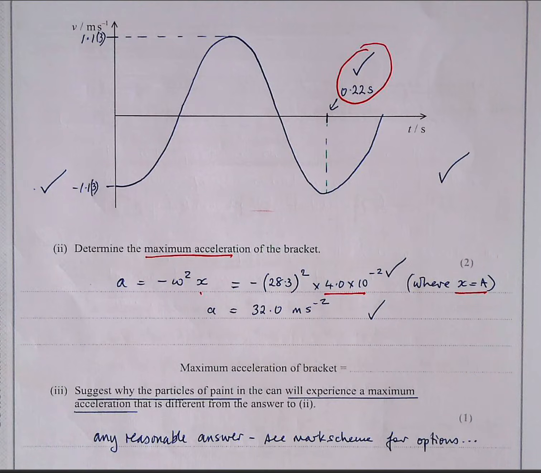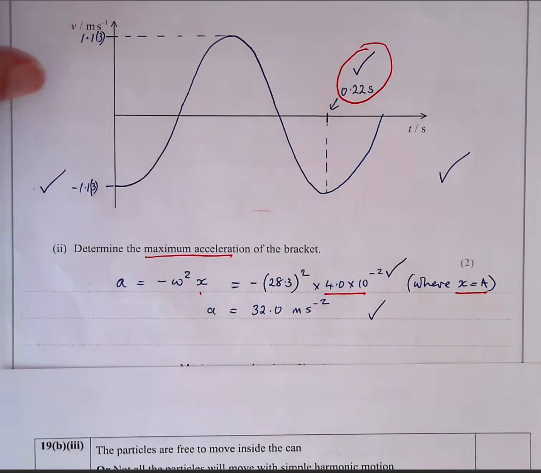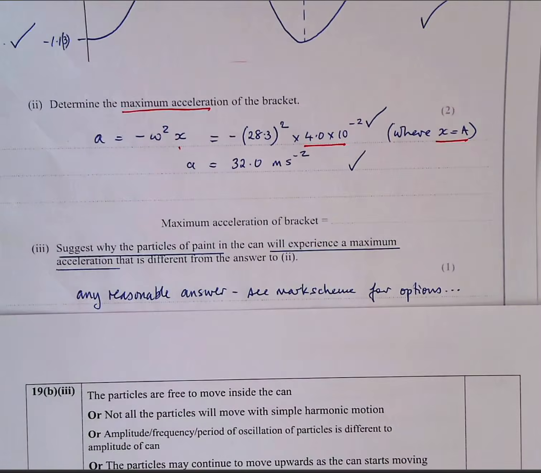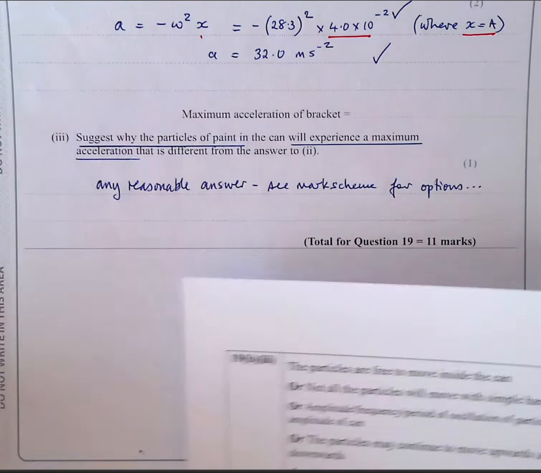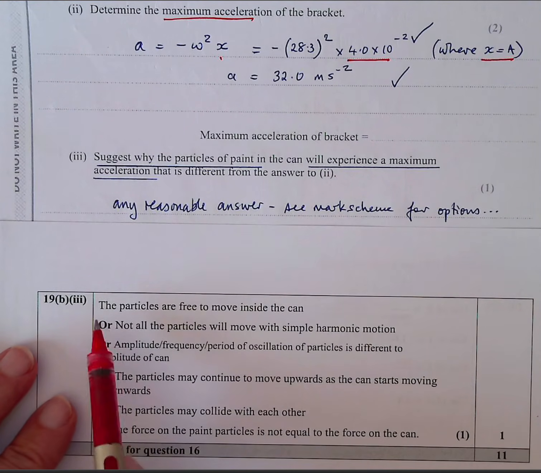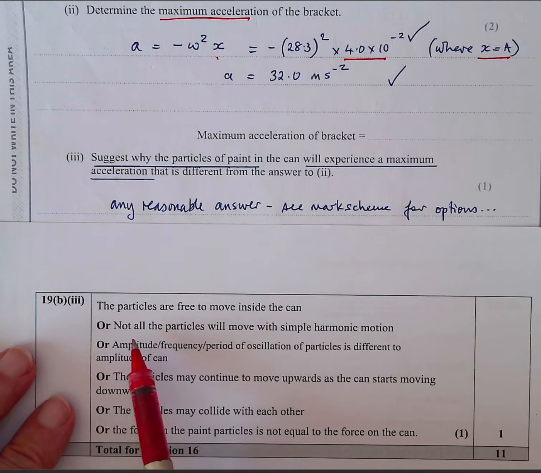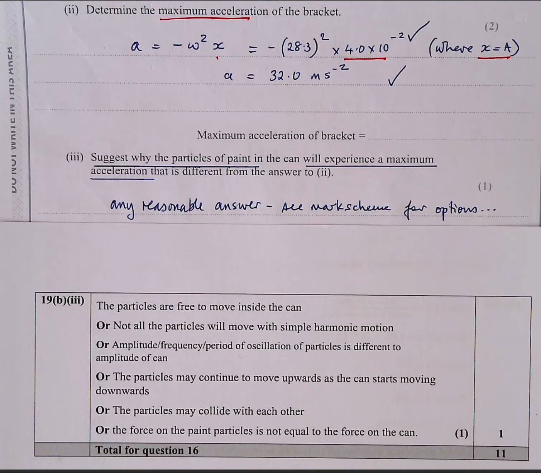Question 19b. Here are the reasonable answers for question 19b. So here are the options they give you. Particles are free to move inside the can. And then these are any of those answers. I don't know which one I would have put. Hopefully I would get a mark. You can read through that in your own time and see if it makes sense to you.